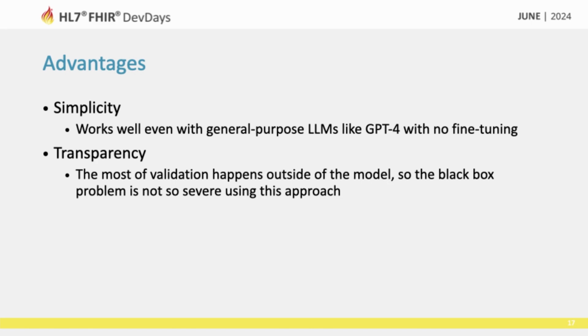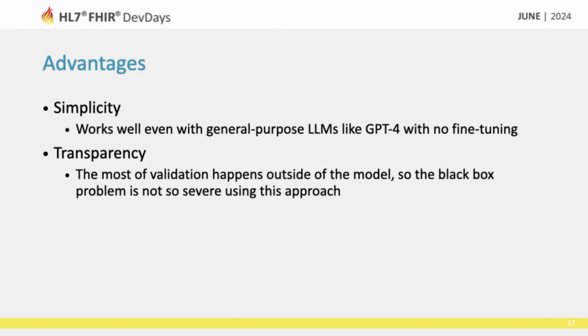First of all, it's simplicity. It works well even with general purpose large language models like GPT-4 with no fine-tuning. Of course, using more specific models can bring better results and faster responses. However, it's nice that it works even with general purpose models. And transparency. Since most of the validation happens outside of the model, it's kind of a solution to this black box problem. And of course, this approach has some drawbacks and limitations.